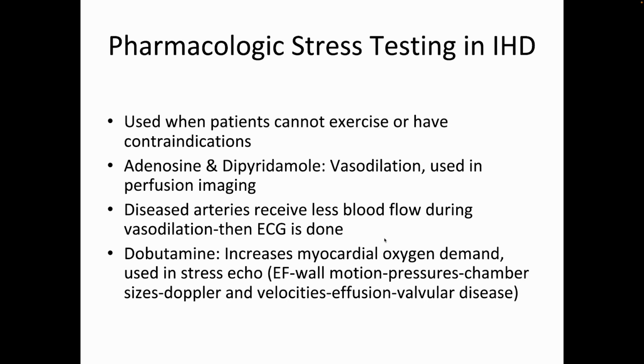Now, diseased arteries receive less blood flow, as we said, and then you can find that on the ECG. Dobutamine is another drug that can also be used for pharmacological stress testing, and what it does is it increases the myocardial oxygen demand. So what we do is we ramp up the heart, we perform an echocardiogram, and we look at the heart. We look for the ejection fraction, we look at the wall motion itself. Is there any hypokinesia or dyskinesia? We look at the pressures, the ventricle pressures, the chamber sizes, we also look at the velocities of blood flow across the valves, and whether there is perhaps any valvular disease.